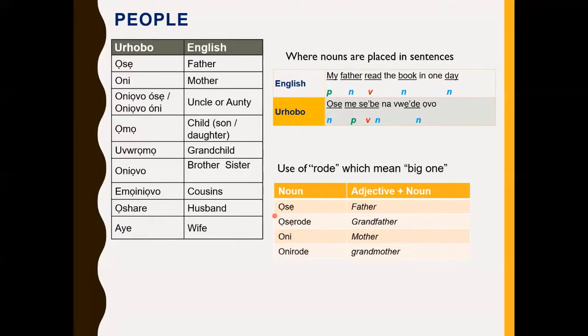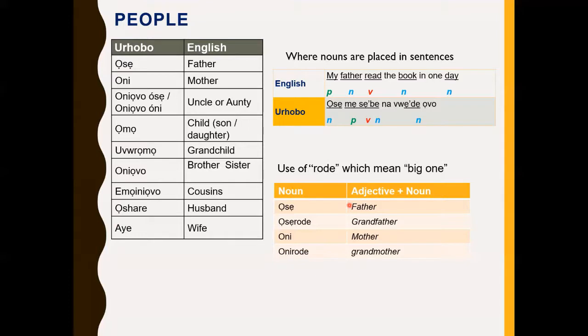But when you come to say brother or sister, you wouldn't say onyovo rode. Yeah. So if it's someone who's older, you say onyovo me okpako, onyovo okpako. Okay. Okpako means elder. So someone that's older than you. Okpako me, my elder. Onyovo me okpako, my older brother or my elder brother. Okay. So just wanted to throw that in just to give you a flavor of rode.